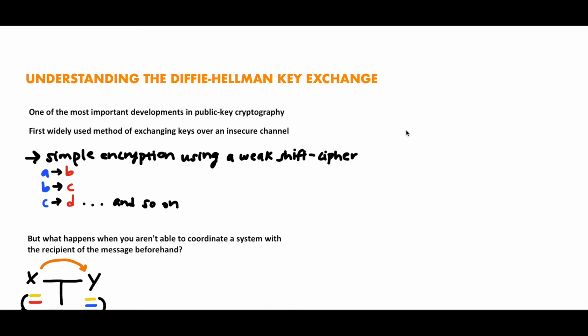Safeguarding personal information from corruption, compromise, or loss has become increasingly crucial. One of the most important developments in public key cryptography, the Diffie-Hellman Key Exchange, was the first widely used method of exchanging keys over an insecure channel.